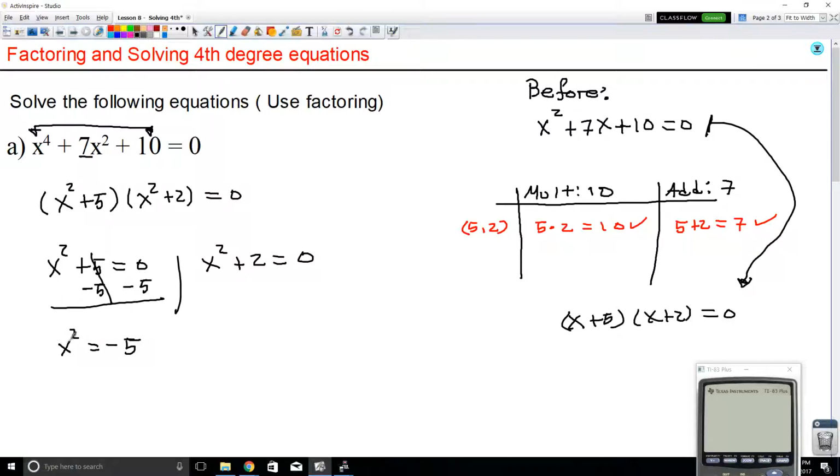Now, we want to leave the x by itself. To do that, we take the square root of both sides. So this cancels out, and now we have that x is equal to the square root of negative 5. But here we encounter a problem because you cannot take the square root of a negative number. So this is not a solution, or, to be more precise, this is not a real solution.